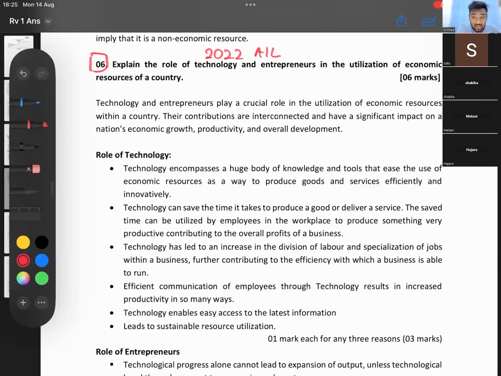So how do technology and entrepreneurs help with the utilization of resources? Let's think of what technology does, guys. Because of technology, right? Think what happens. Because of technology, what can happen, guys? Because of technology, production becomes easy, right? Now, I'll give you a good example, something like ChatGPT.